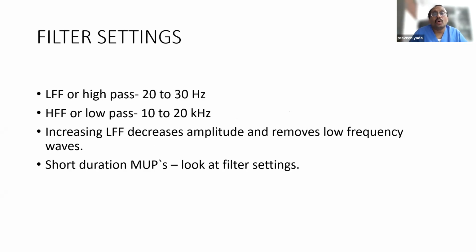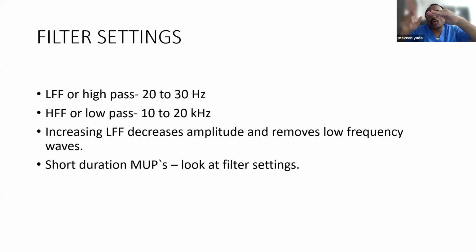Another important thing is, what are the filter settings? This is another question they may ask, and you should all remember the low frequency filter, which is called the high pass. That means above which all the impulses are passed, that is about 20 to 30 hertz, and the high frequency filter, or the low pass, below which all the impulses will be recorded, is kept at about 10 to 20 kilohertz. This is for the routine EMG. If we do a single fiber EMG, definitely the high pass filter is kept much higher, at about 500 to 1000 hertz.